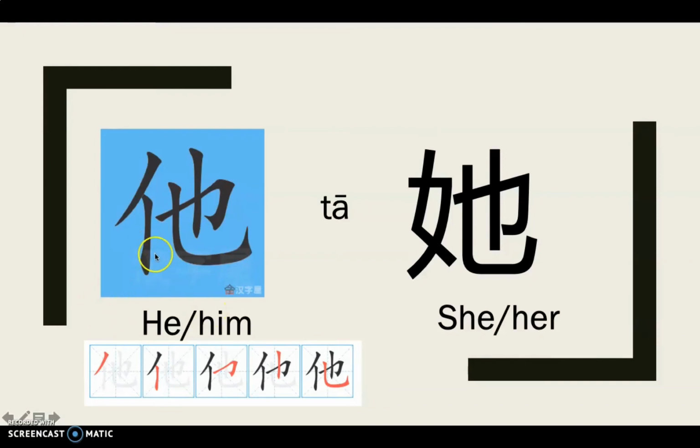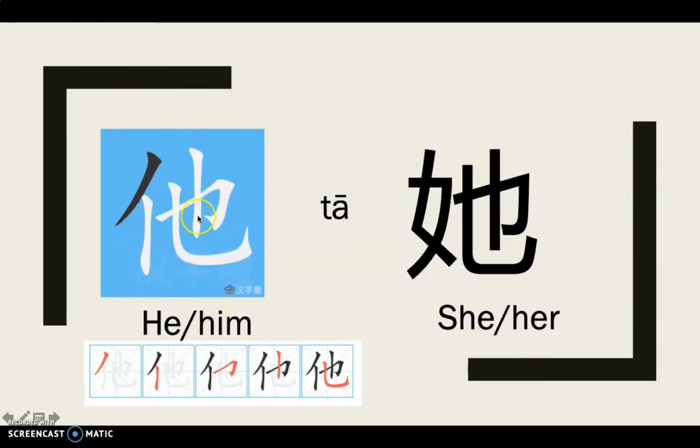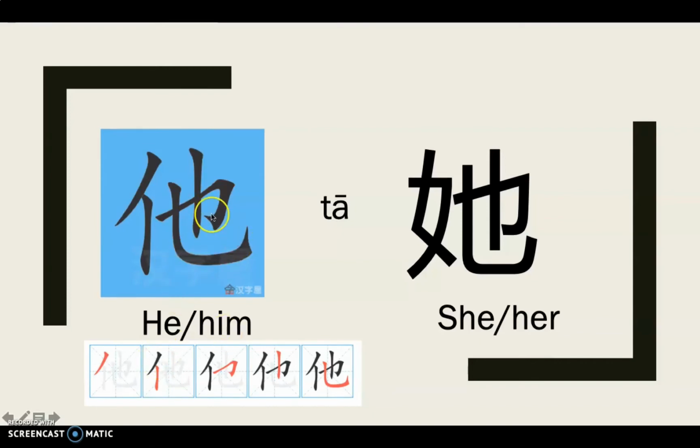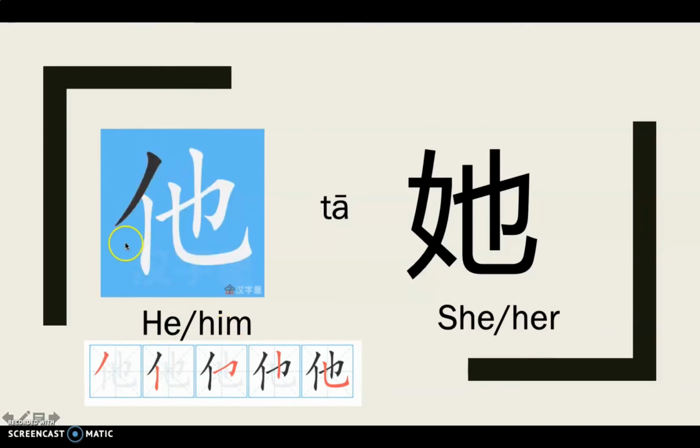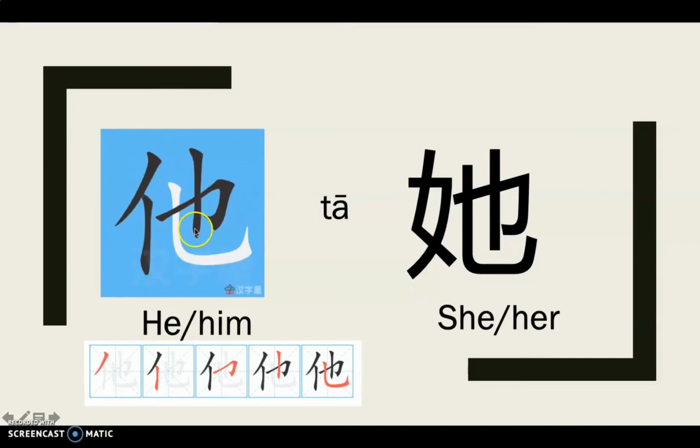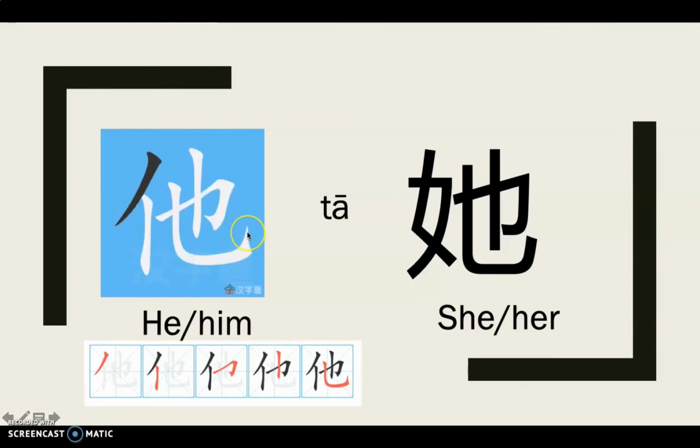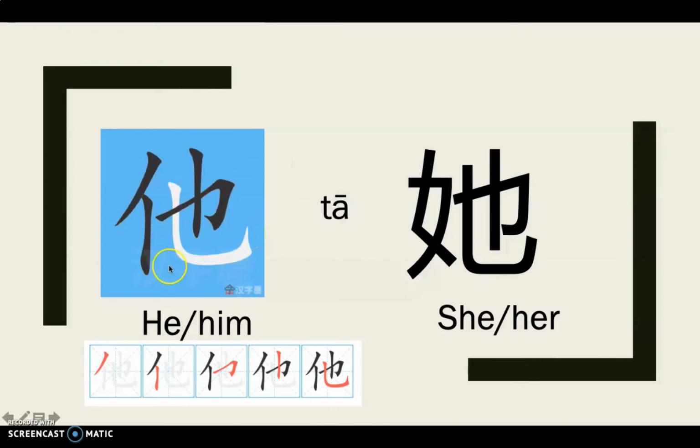So 他 is also 左右结构, left to right structure. How many strokes does 他 have? Let's count it together. 一、二、三、四、五, and don't forget the little flick in the end. Alright, now I'd like you to copy this down as well. 他.